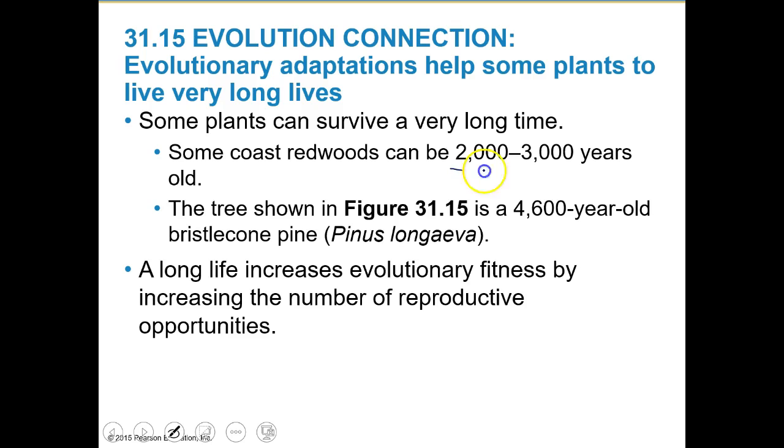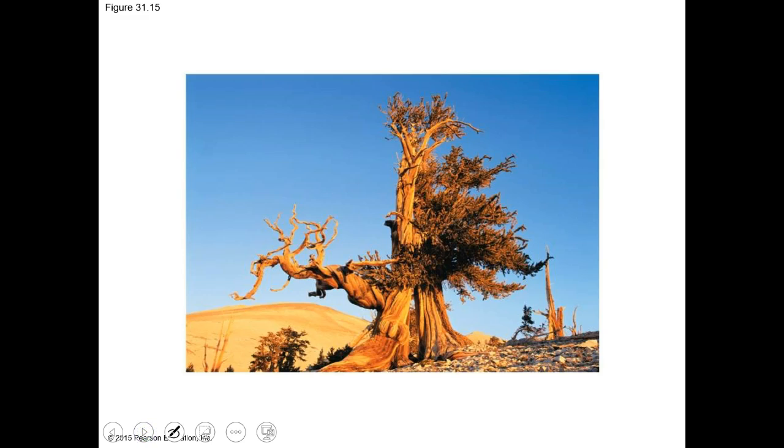Some plants can survive a very long time. Those coast redwoods are about 2,000 to 3,000 years old. A tree that we're about to see is about 4,600 years old. It's a bristlecone pine. A long life increases evolutionary fitness by increasing the number of reproductive opportunities. So for these, the longer they live, the more opportunities they have to reproduce. Okay, so here's a really old tree. Wonder what it's seen in its 4,600 years on this planet.